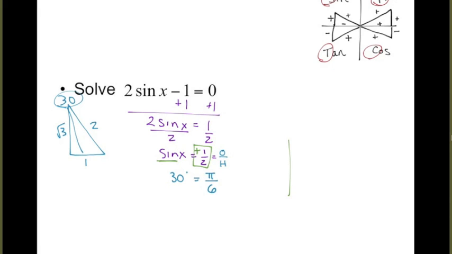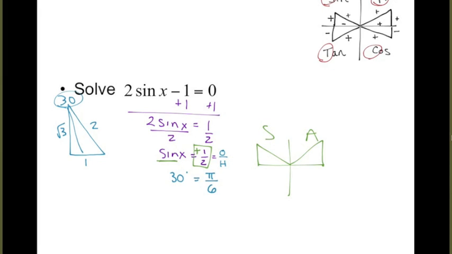So in which 2 quadrants is sine a positive value? All and sine. The all quadrant and the sine quadrant have a positive sine value. So all means that all of the trig functions are positive: sine, cosine, and tangent are all positive.